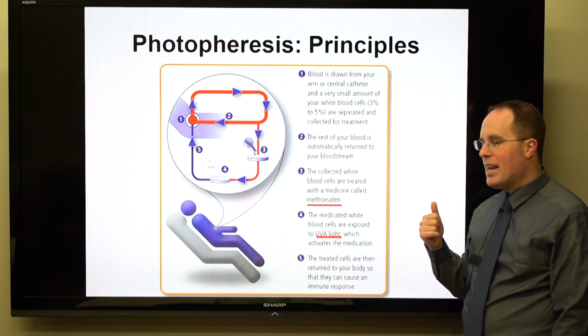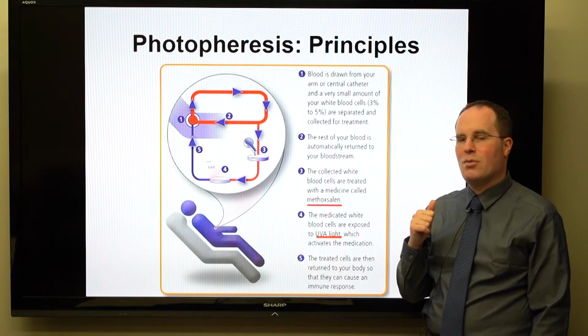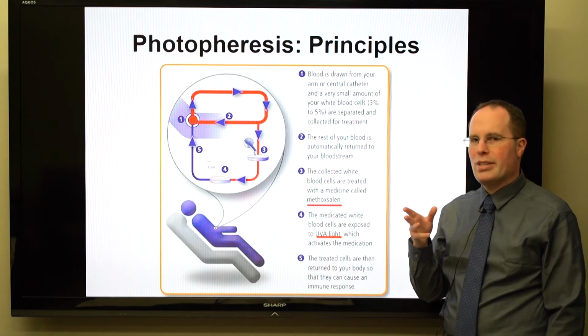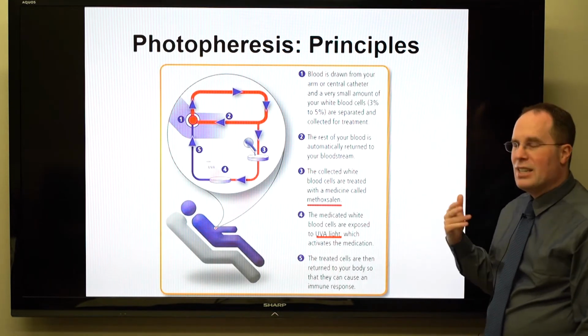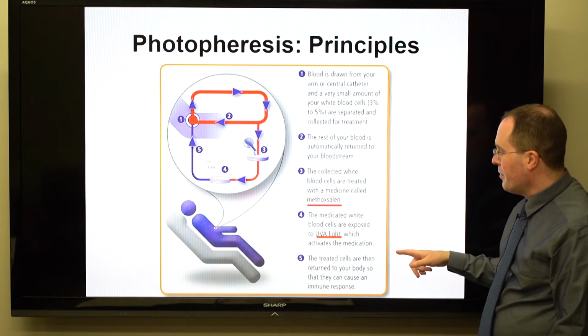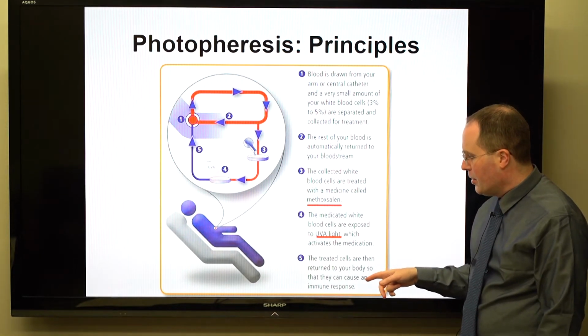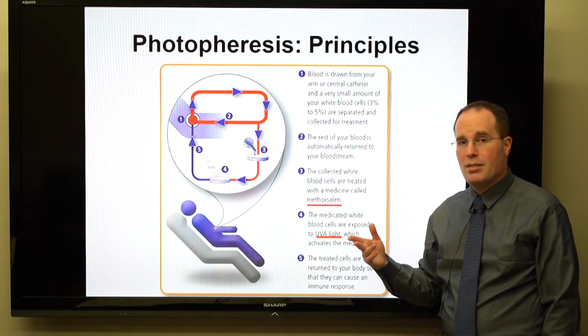So we're adding a photosensitizer, and then we're adding light. So in my mind, we're kind of like sunburning these white cells. We're inducing DNA damage, as we'll see. And then these treated white cells are returned to the body, so they cause an immune response.